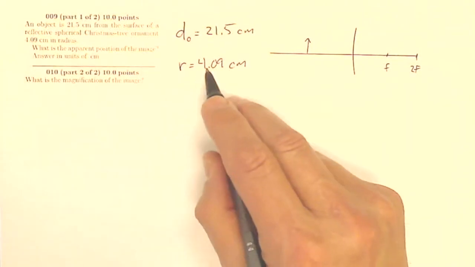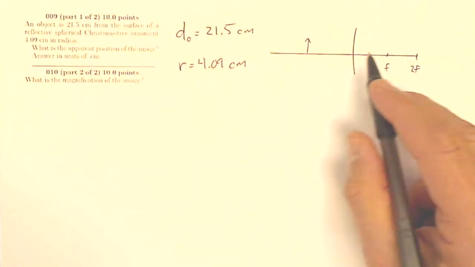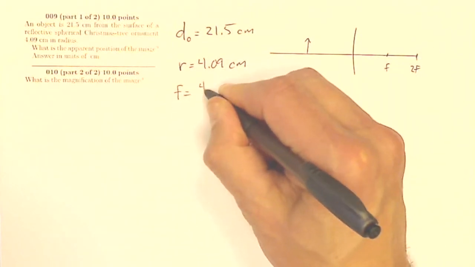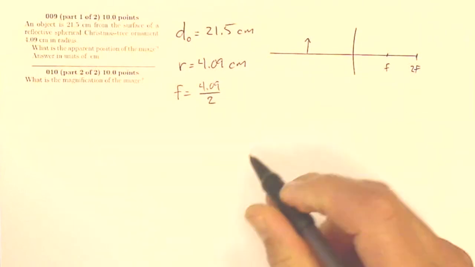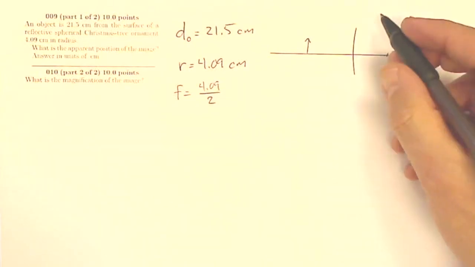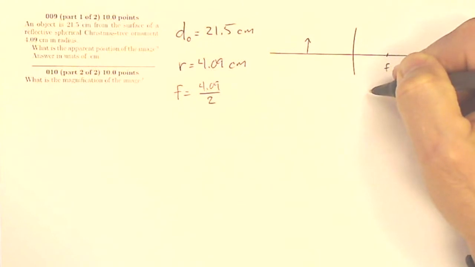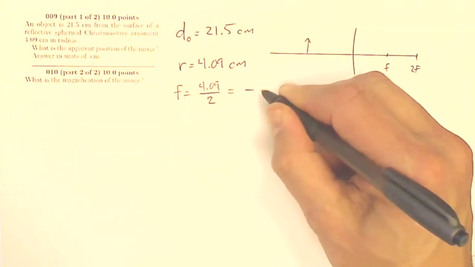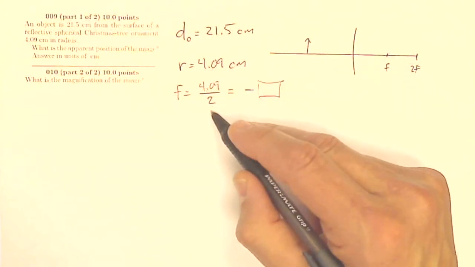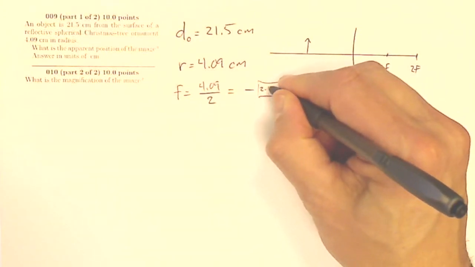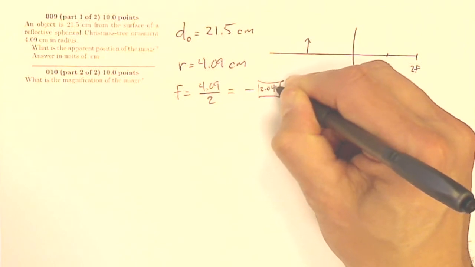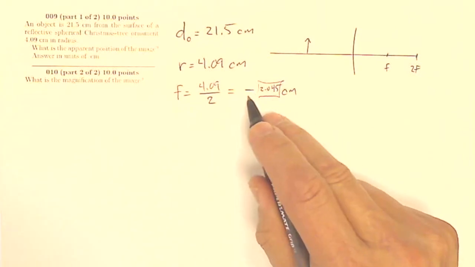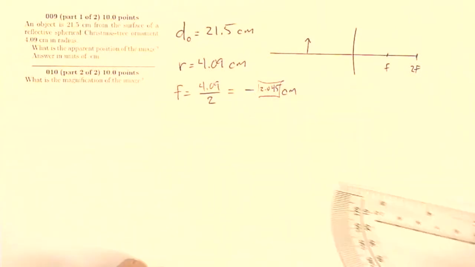The radius is 4.09 centimeters, and I know the radius is where 2f is. So my f is going to be 4.09 divided by 2, but since this is a convex mirror, it's going to have a negative focal length. So whatever this is going to be, negative some number, 4.09 divided by 2, so 2.045 centimeters. This is going to be the focal length as a negative focal length because it is a virtual image.